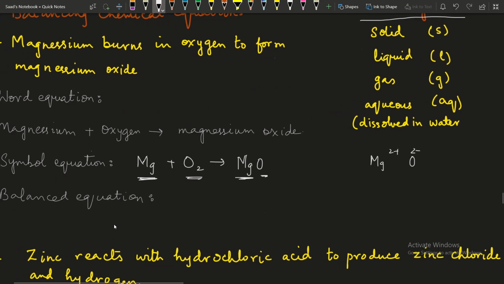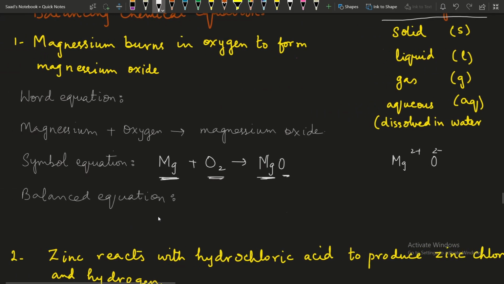Now let's come back to balancing. Over here we have one magnesium atom. It's present in the solid state, it's magnesium metal. It's oxygen gas, so we'll write a small g over here, and then it forms magnesium oxide, which is again a solid, so I'll write s at the bottom as a subscript. Now I need to balance it.